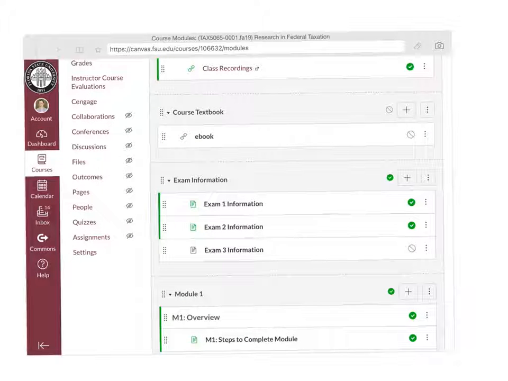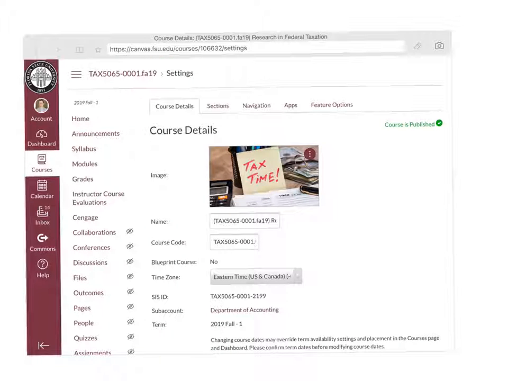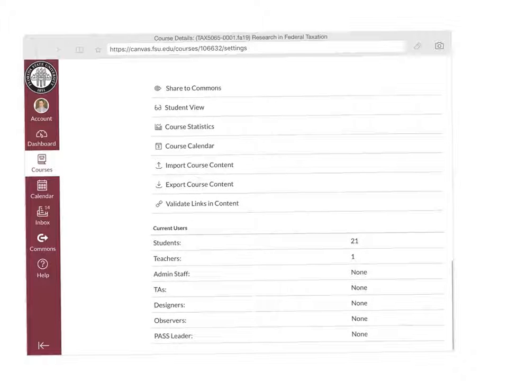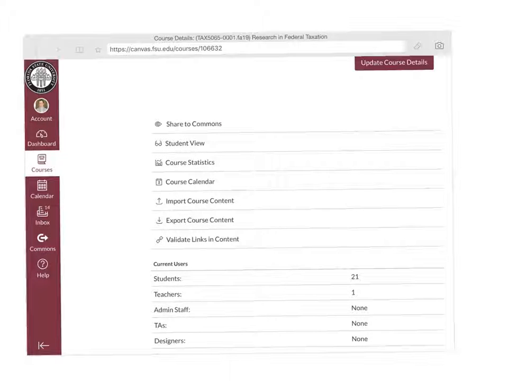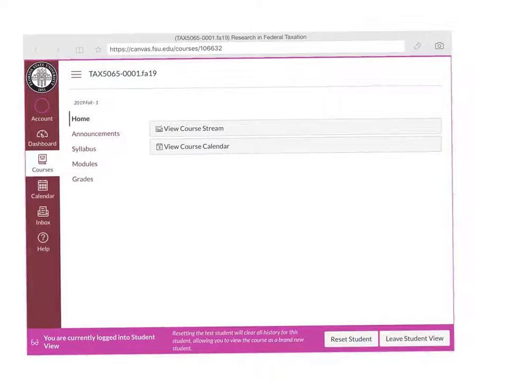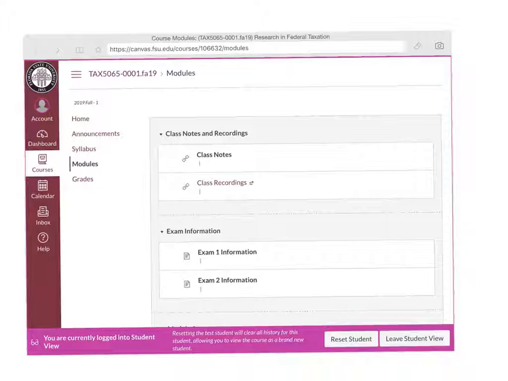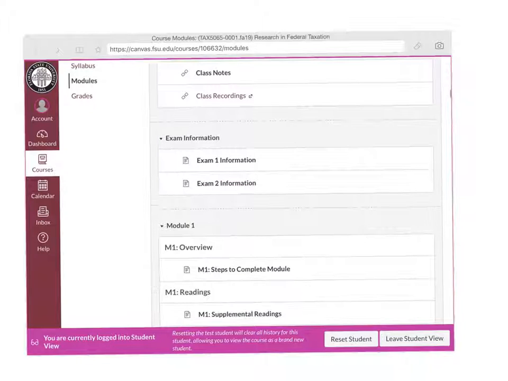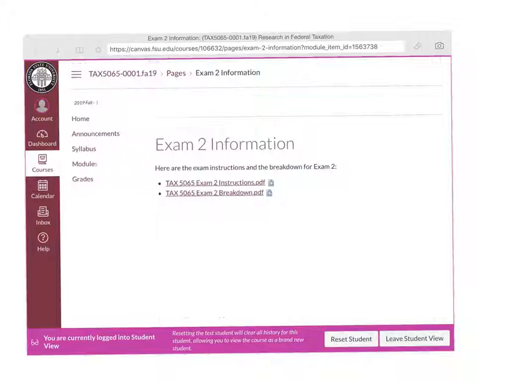Right, exam 2 information. Where's our student view? There we go. Modules. You got exam 2 information right here. Exam 2 instructions and breakdown. It's the same instructions as the last exam.